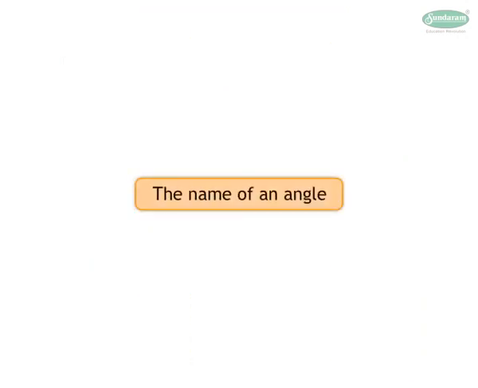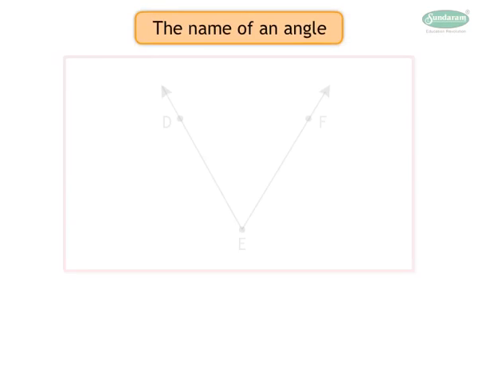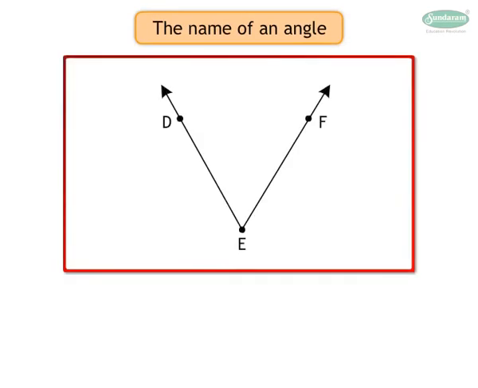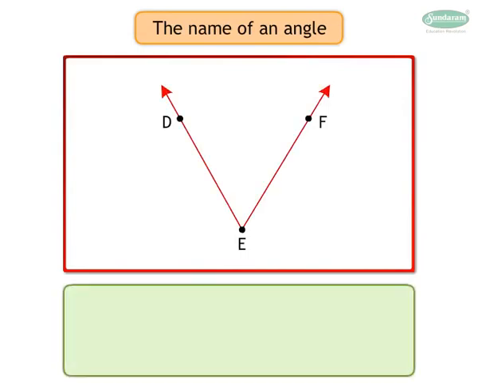Now, let's see how to name an angle. The name of the angle is written using three letters as angle DEF or angle FED. The letter naming the vertex of an angle is always written in the middle. Here in the figure, point E is the name of the vertex. It is read as angle DEF or angle FED using three letters.